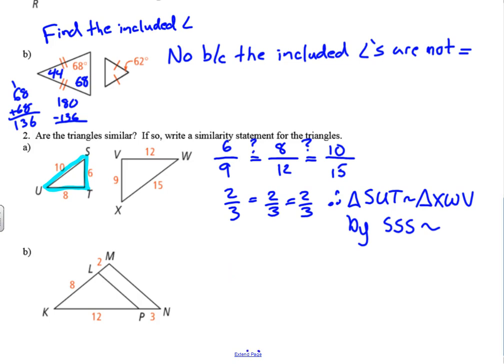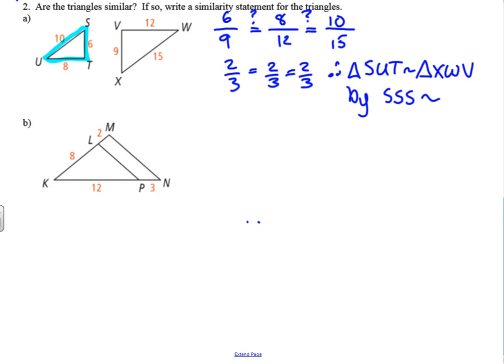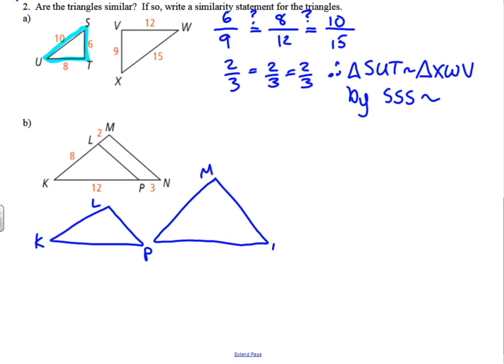Now, we start to get slightly more complex here in B, because we have two overlapping triangles. Let's remember that whenever we have overlapping triangles, one of the recommended strategies that we've shared is to draw these things separately. So we've got L, K, and P, and then the bigger triangle would be M, N, P. The first thing we want to notice is that angle K is congruent to itself because it's the same angle.